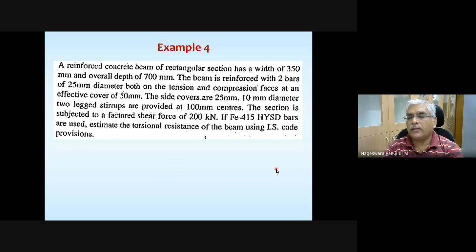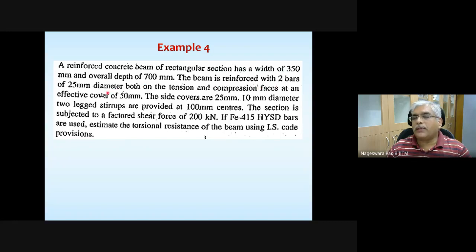Another example. This is also analysis. In the previous example, the direct shear was assumed to be 0. Here it's not. So let's see this example. Reinforced concrete beam, rectangular section, width 350 mm, overall depth 700 mm. The beam is reinforced with 2 bars of 25 mm diameter on both tension and compression faces.